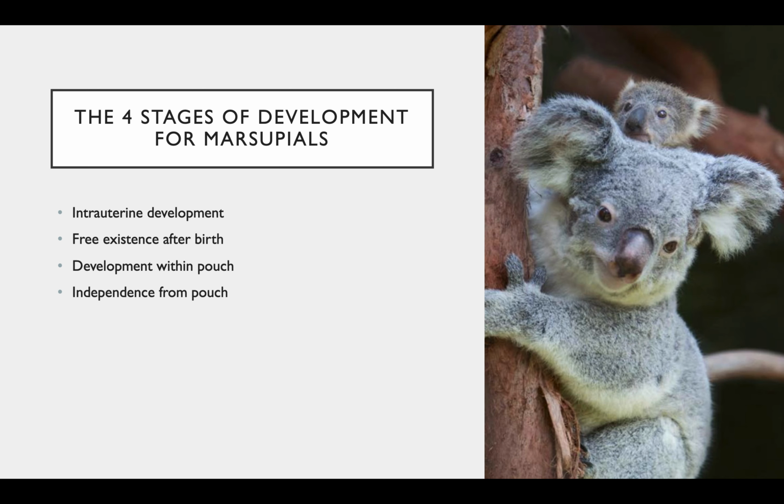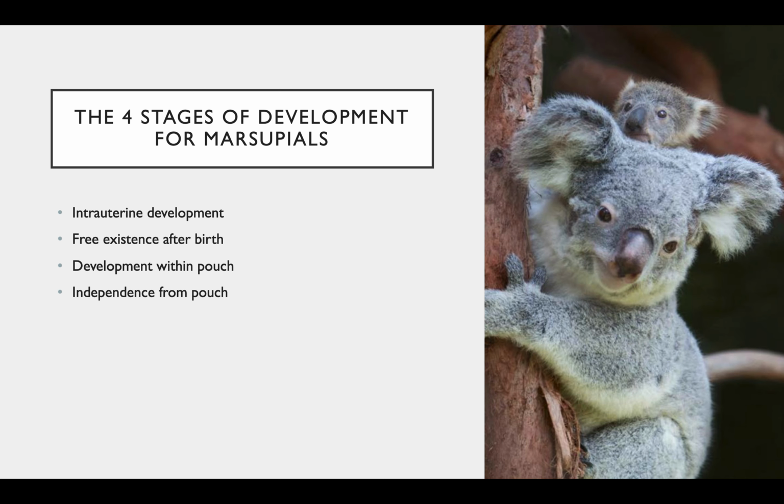The first stage is intrauterine development, where the young develops in the yolk sac inside the mother's uterus. After a short gestation period, the young is birthed and is now in stage 2, or free existence after birth. This is a short stage, only a few minutes long, where it is the newly birthed young's job to locate and travel to the pouch. There is no counterpart to this stage in eutherian development, as there is no pouch.